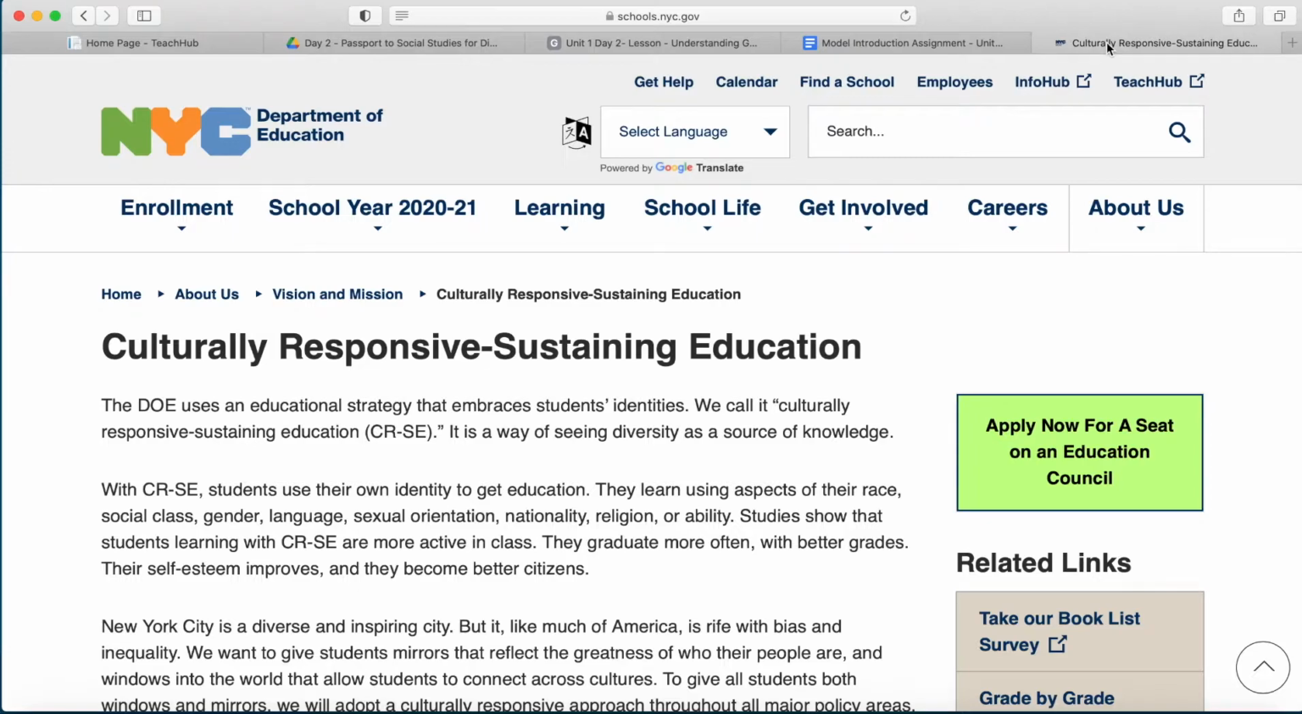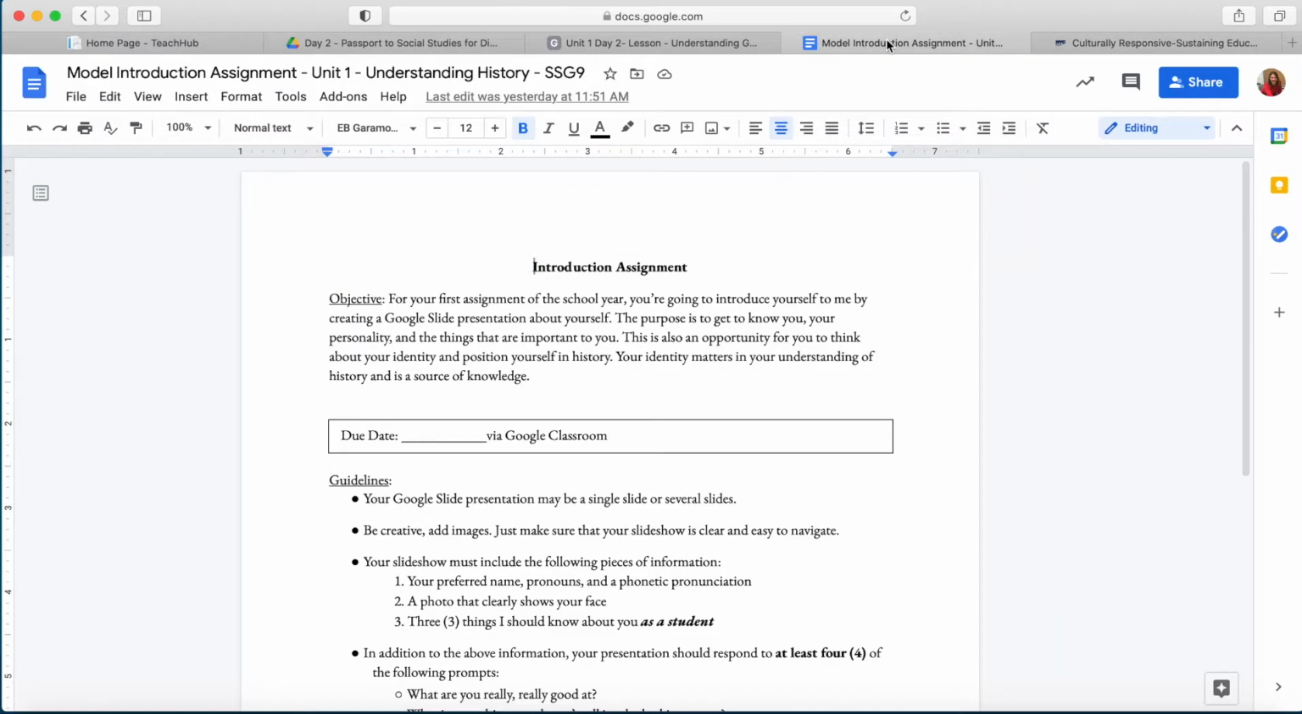To further expand on this point, there is an optional assignment included in the supplemental materials for this day's lesson. This assignment asks students to create an introduction Google slide with their name, phonetic pronunciation, pronouns, and a picture. This is especially important for relationship building in a remote or hybrid classroom, and you may already have a similar assignment or activity to start the year.